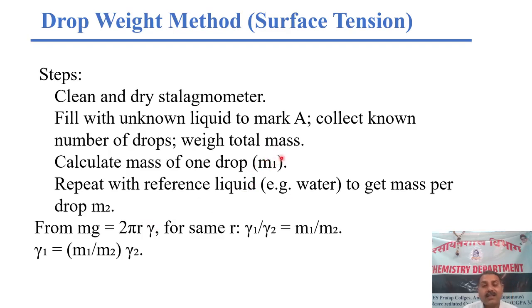We have to determine the surface tension. From mg equals 2 pi r gamma, the upward force becomes equal to the downward force at the time of breaking of the drop from the capillary, for the radius r. So gamma 1 upon gamma 2 equals m1 upon m2, or we may say gamma 1, that is the surface tension of the unknown liquid, equals m1 upon m2 into gamma 2, that is the surface tension of water.